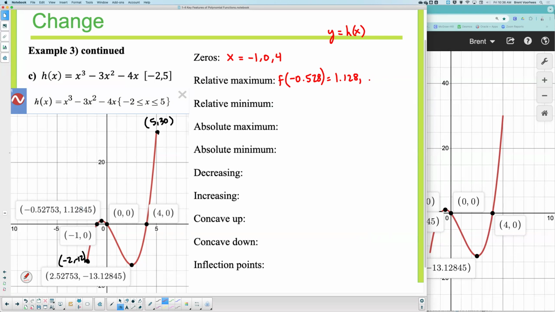The second maximum will be easier. f of 5 equals 30. How about minimums? How many minimums do you see?